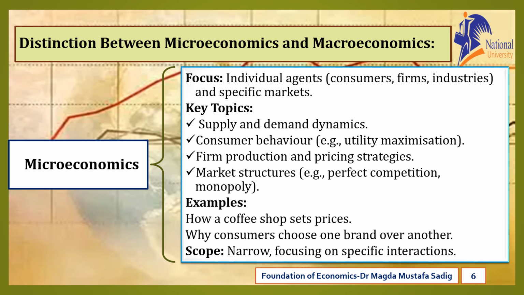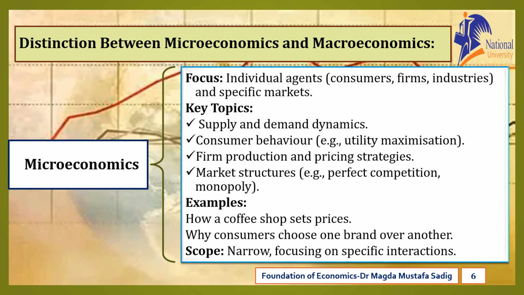Let us come to the approaches of economics and let us distinguish between microeconomics and macroeconomics. Microeconomics looks at how individual people, businesses, or small markets make decisions about resources. It's like zooming in on small parts of the economy, such as a single shop or a person's choices, rather than the whole country's economy.